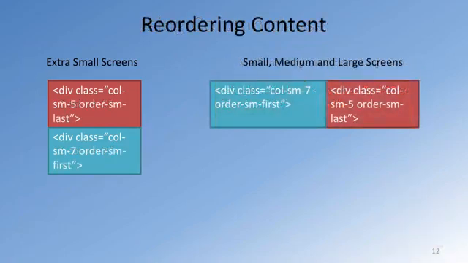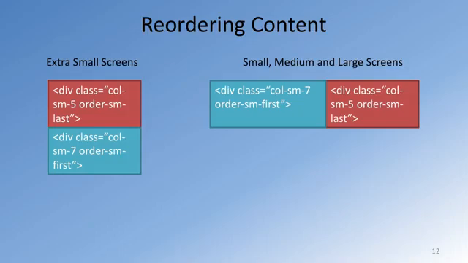Bootstrap also provides additional classes called the order hyphen classes, which allow you to reorder the content on the screen. For example, if you apply an order-sm-first and order-sm-last class to the divs as shown in the example here, the div with order-sm-last will be pushed to the right side of the screen, and the order-sm-first div will be pushed to the left side of the screen. So applying these order classes allows you to reorder the content on the screen.